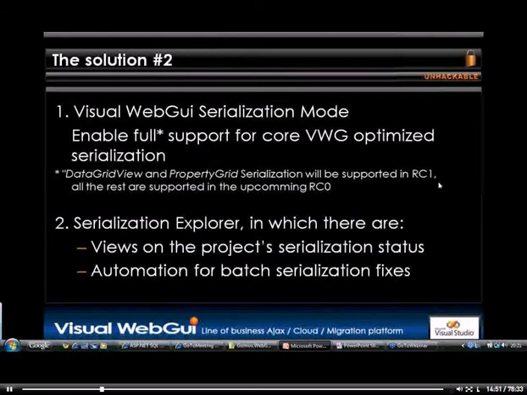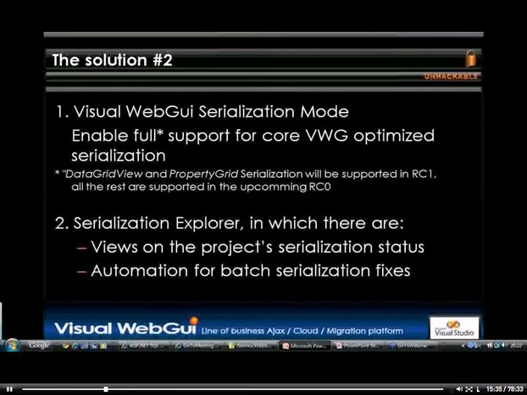So, what is actually the Visual WebGui solution? Visual WebGui serialization mode is the ability to enable full support for core Visual WebGui optimized serialization. And this means that the entire set of objects that are represented by Visual WebGui, or that are actually in the Visual WebGui core library, are all optimized and serializable. I must say that in RC0, we will not have the data grid view and the property grid serialization state yet, but RC1 will contain data grid view and property grid support.